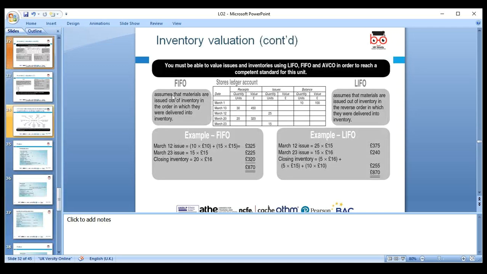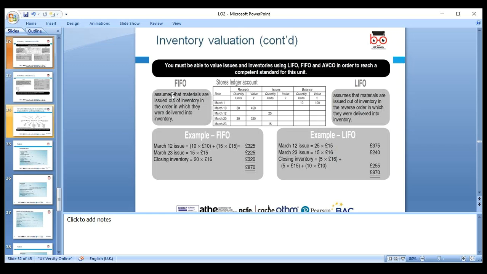This is an example. On the 1st March we have an opening stock of 10 units, 10 pounds each, which is 100 pounds worth of goods. Then we bought 30 units, costing us 450. So 450 divided by 30, you can see this is 15 pounds each unit. Then we issue 25 units.